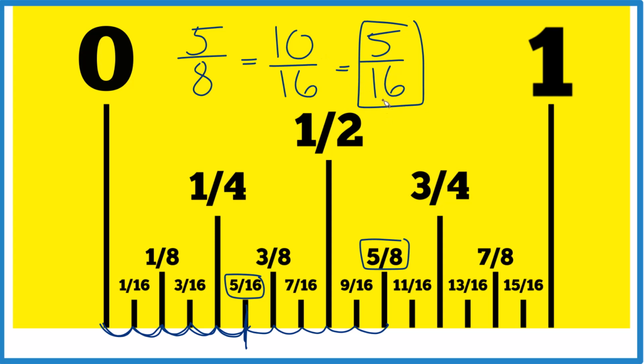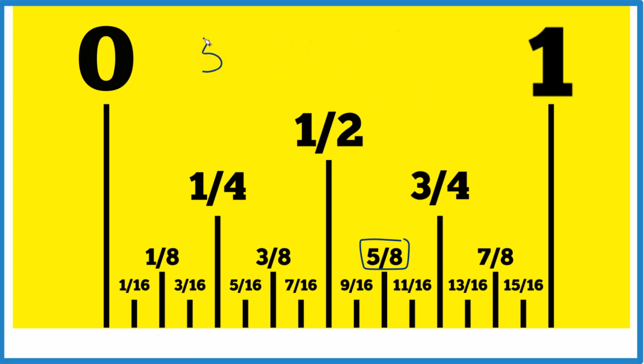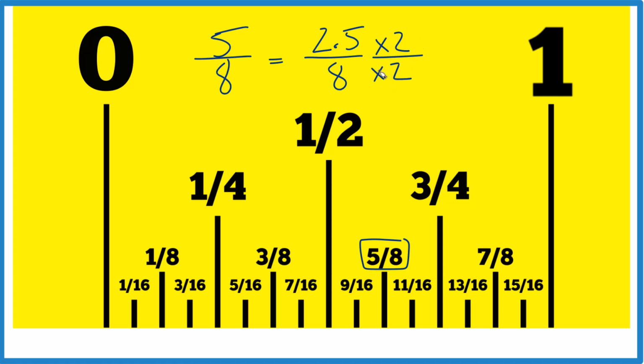But here's a quick way to do it. We have our 5/8. That means we have 5 parts out of 8. So let's just say 2.5 parts out of 8 parts. So that's half of 5/8. It's a little awkward here, so we could multiply the numerator and the denominator by 2, because 2 divided by 2 is 1. So when you multiply by 1, you don't change anything. You end up with 2.5 times 2 is 5. 8 times 2 is 16. And you get that 5 16ths, which is what we got before.